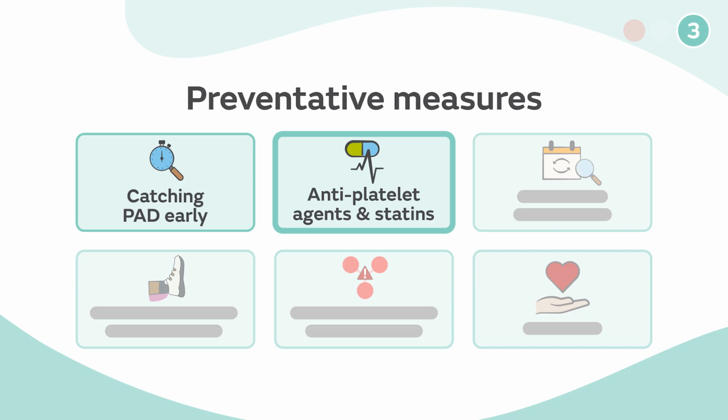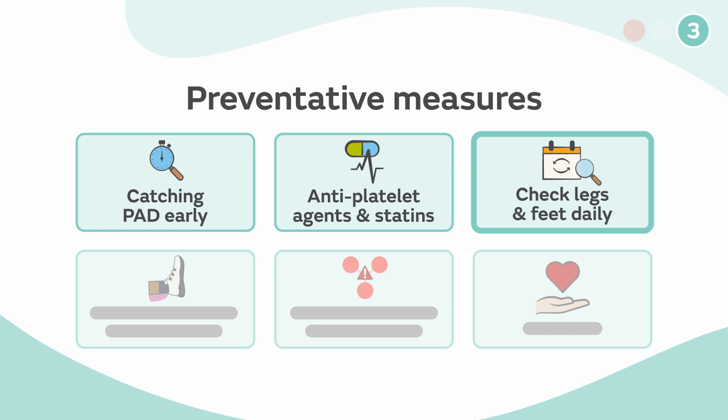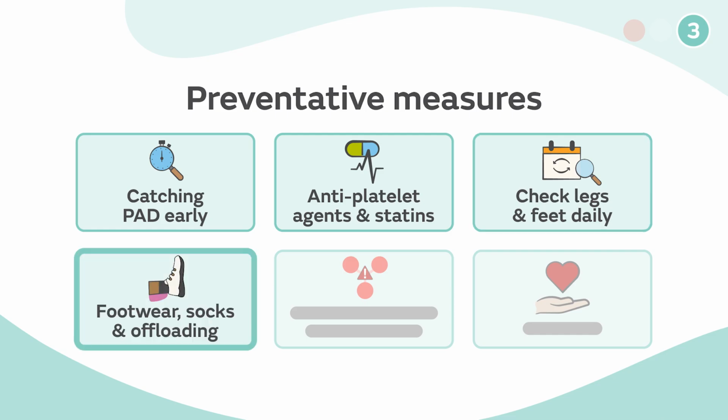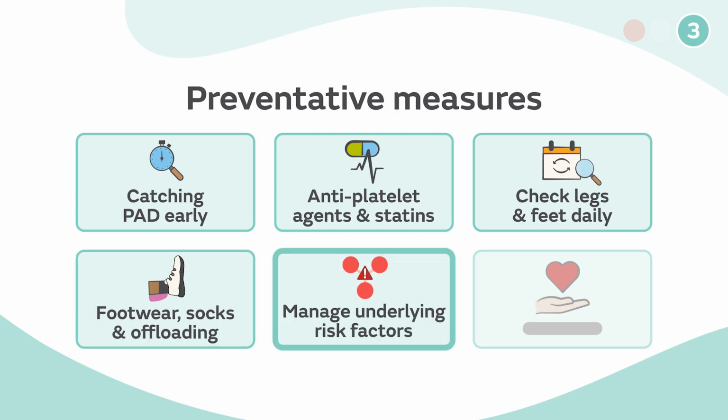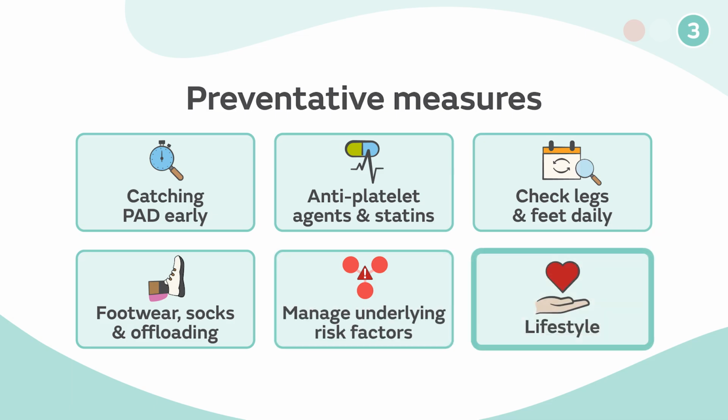But there are a few things that patients can do to prevent an ALU. The first is that they check their legs and feet daily for minor injuries and bruises. They can also help prevent pressure points by wearing proper footwear, well-fitting socks, and offloading their feet when they're sitting for long periods. They also need to manage underlying risk factors like diabetes, hypertension, and hyperlipidemia. Finally, they should consider lifestyle changes like quitting smoking, getting light exercise, and eating a healthy diet.